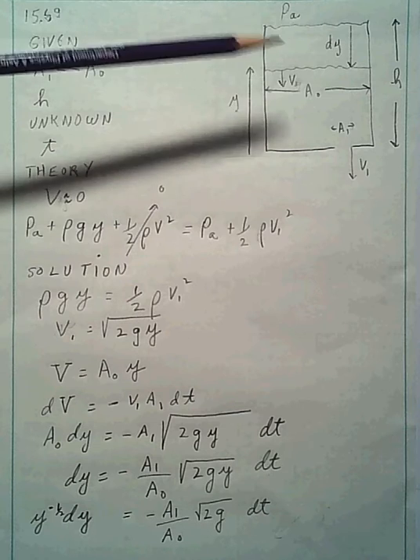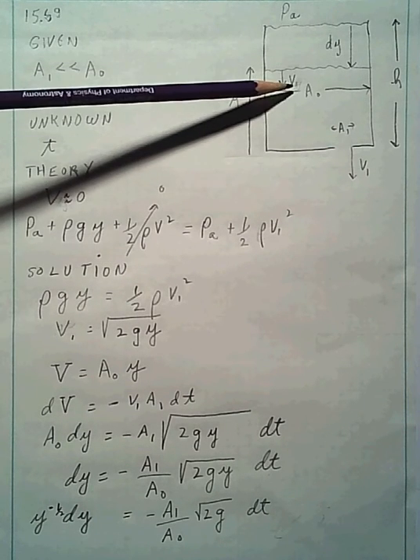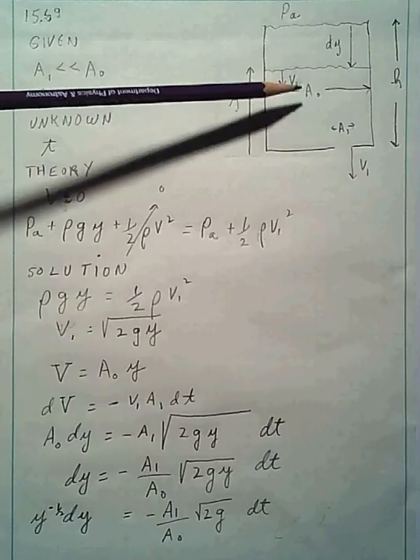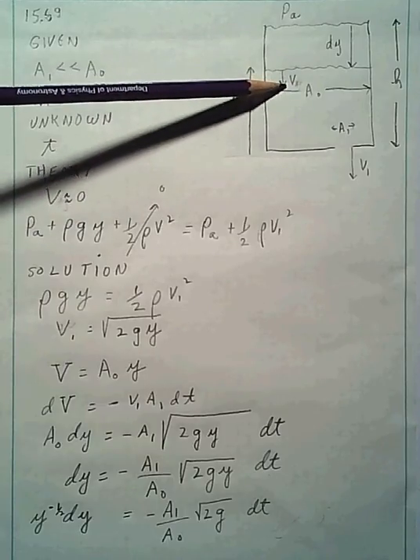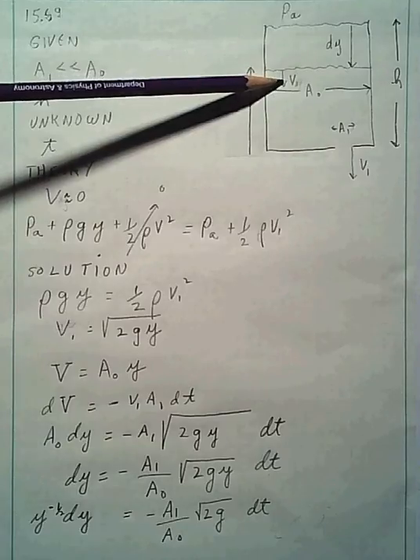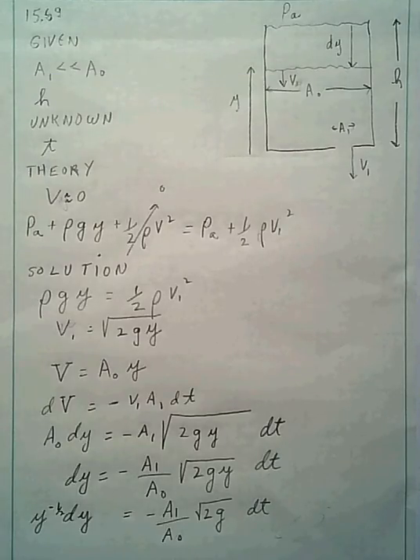The area of this hole is much smaller than the area of the can, and this causes the velocity of the surface of the water to move down very slowly. So that velocity, the velocity that the water level drops, is very small.